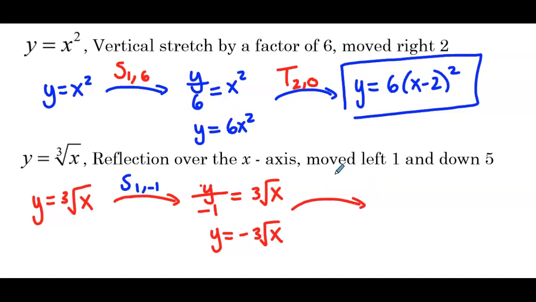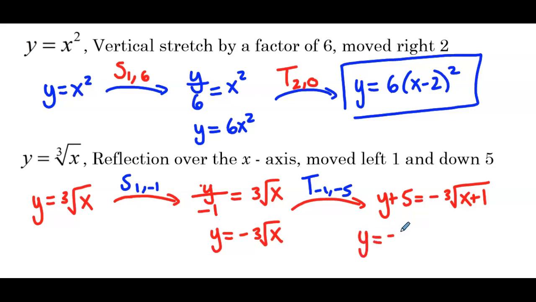And then we're going to move this function left 1 and down 5. So we have a translation. Left 1, we're subtracting 1 from the x values. Down 5, we're subtracting 5 from the y values. So in our function, we have y plus 5 and negative cube root of x plus 1. Again, the function is telling us how to get back to the parent function, so opposite the transformation. So in y equals form, we have y equals negative cube root of x plus 1, minus 5.